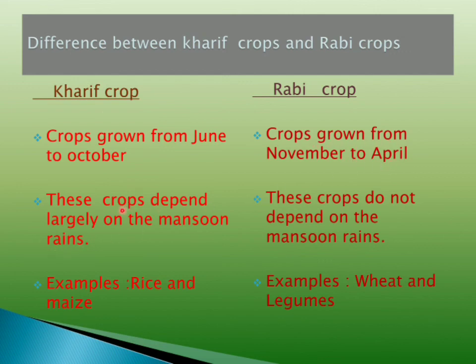Here in Kharif, crops depend largely on the monsoon rains. But here, the crops do not depend on the monsoon rains. What are the examples for Kharif crops? Rice and maize. Not only rice and maize, sorghum, pearl millet, groundnut and cotton are also examples for Kharif crops. Then for Rabi, I have given wheat and legumes, and some more examples also I will tell. So now wheat, legumes, barley, oats, pulses and mustard are also examples for Rabi crops.